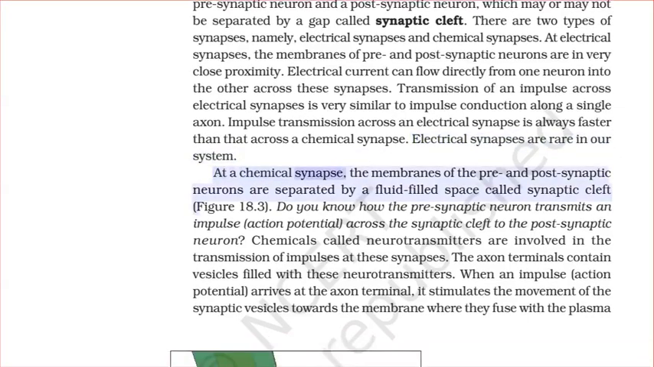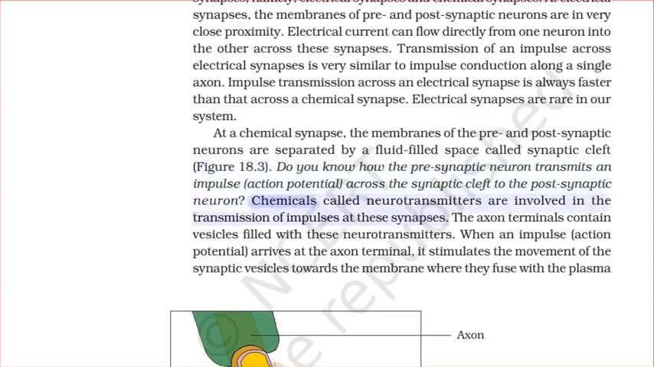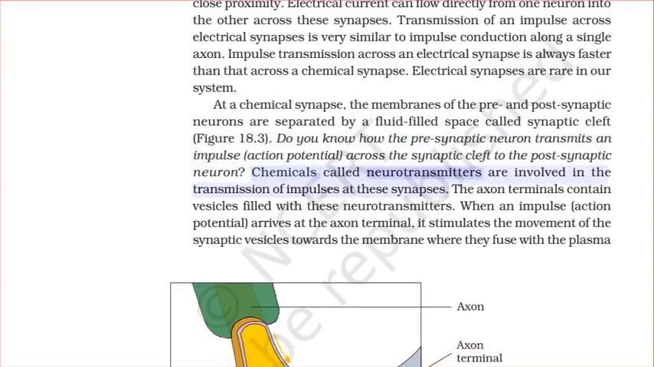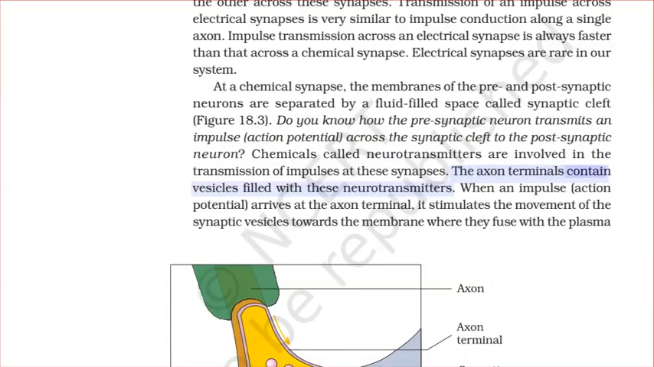At a chemical synapse, the membranes of the pre- and postsynaptic neurons are separated by a fluid-filled space called the synaptic cleft. Do you know how the presynaptic neuron transmits an impulse, or action potential, across the synaptic cleft to the postsynaptic neuron? Chemicals called neurotransmitters are involved in the transmission of impulses at these synapses. The axon terminals contain vesicles filled with these neurotransmitters.